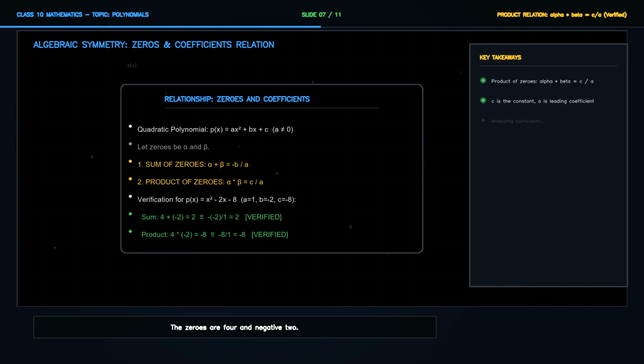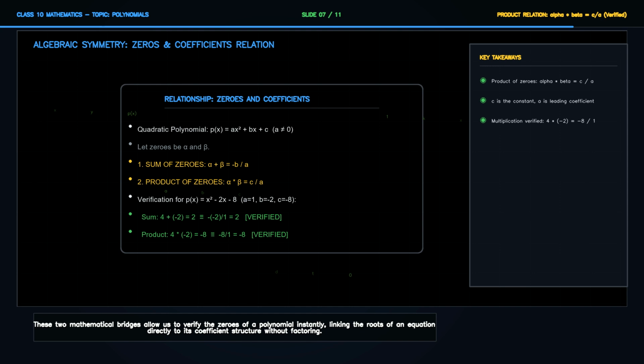The zeros are 4 and negative 2. Multiplying our zeros, 4 times negative 2, yields negative 8. Using our coefficient formula, c over a equals negative 8 divided by 1, which is negative 8. Once again, the algebraic formula and the product match perfectly. These two mathematical bridges allow us to verify the zeros of a polynomial instantly, linking the roots of an equation directly to its coefficient structure without factoring.